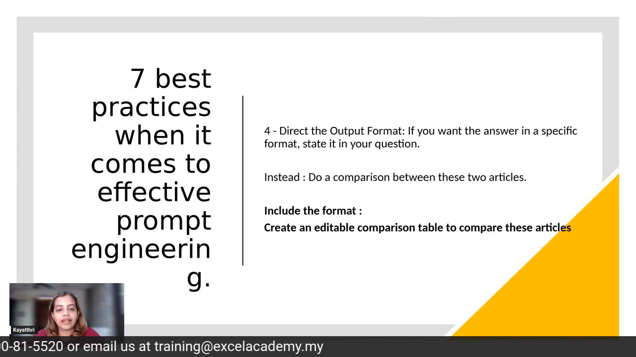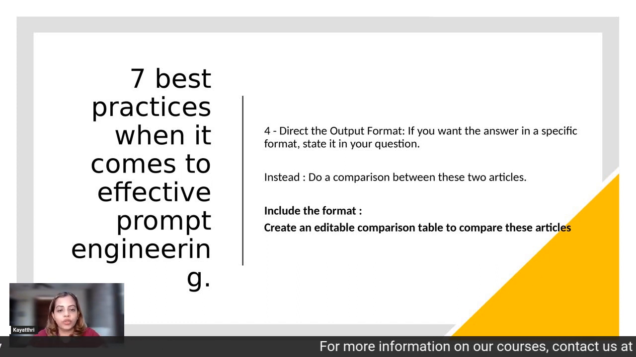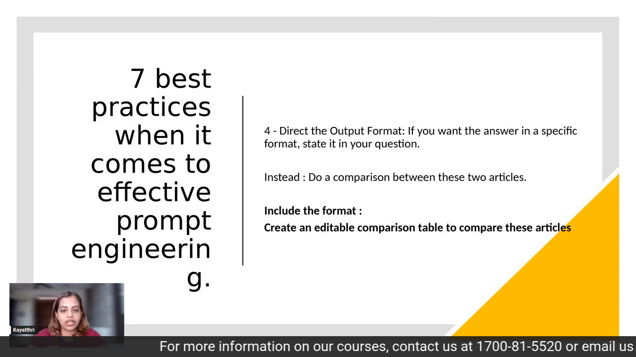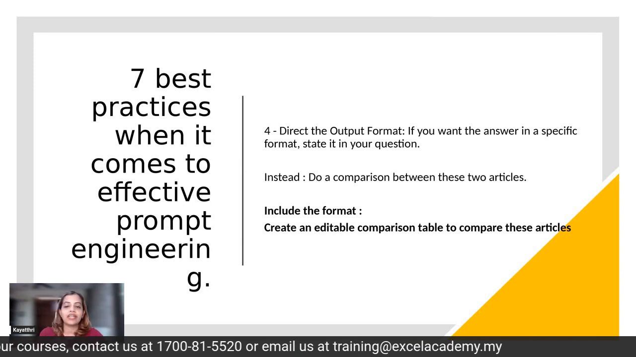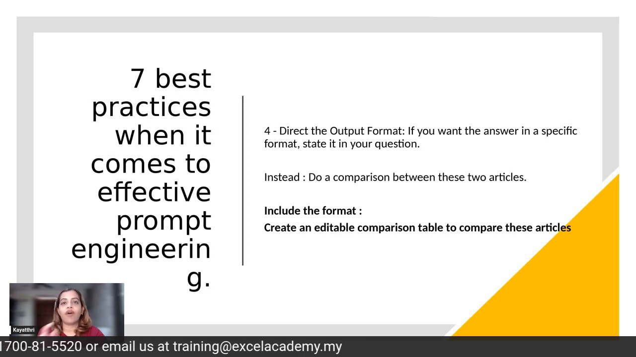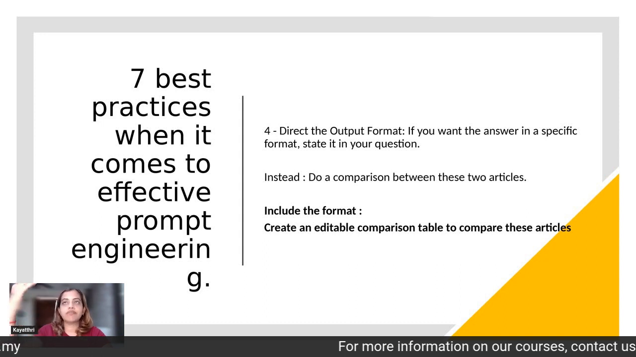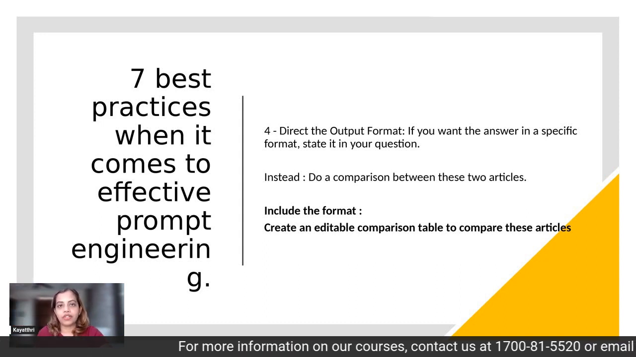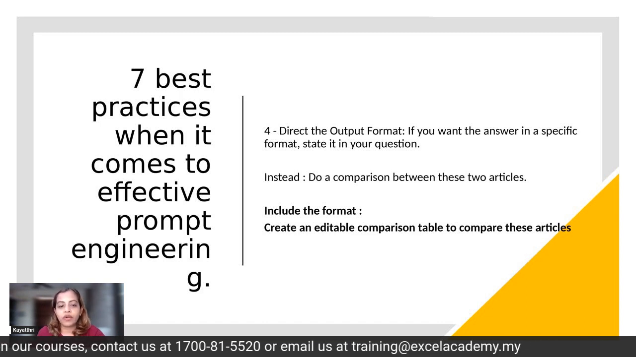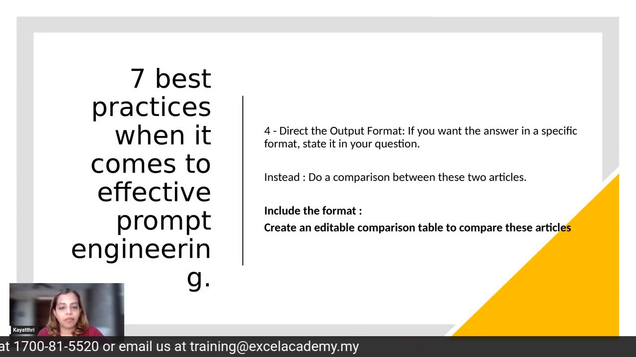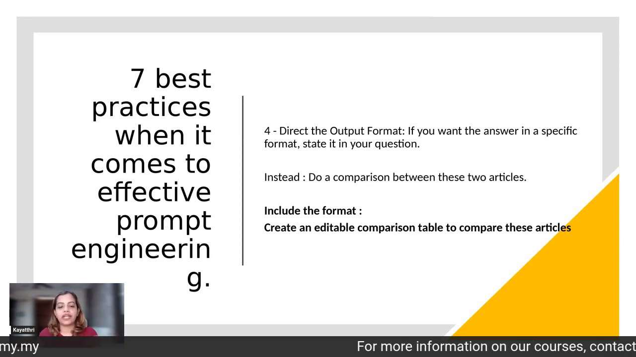Okay. Then the fourth one is direct the output format. How do you want the output to be? You have to state this in your question. For example, I can ask ChatGPT to do a comparison between two articles. I can tell it, please do a comparison for article A, and I give article A, and article B, I give article B. It will do a comparison in word format, for example point bullet format or whatever. If you want bullet format, you can tell it. But how I want it, I'm going to tell it to create an editable comparison table to compare these articles. So the result I will get will be in a table format, which I can copy and paste.